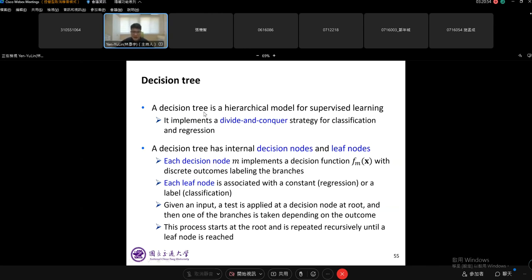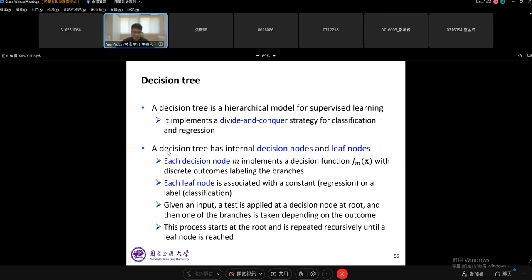Decision tree is a hierarchical model for supervised learning. It implements a divide and conquer strategy for classification and regression. Actually, decision tree can be used for not only classification but also regression. The most important feature of a decision tree is the divide and conquer strategy. I will provide two examples in the following slides.